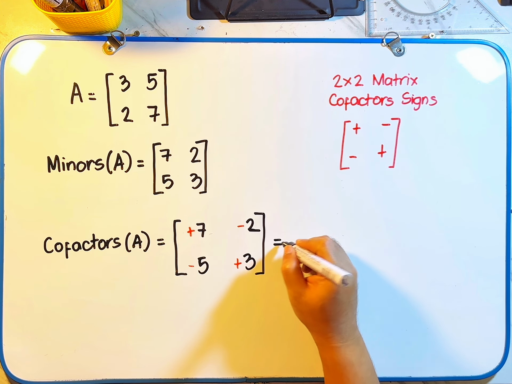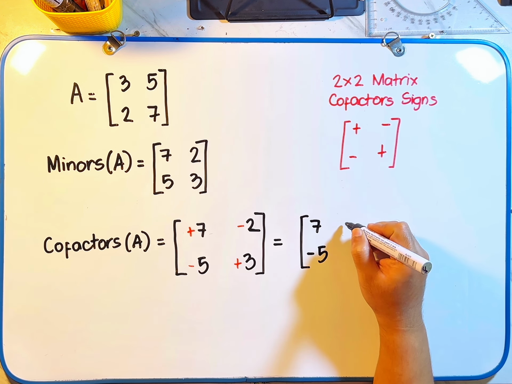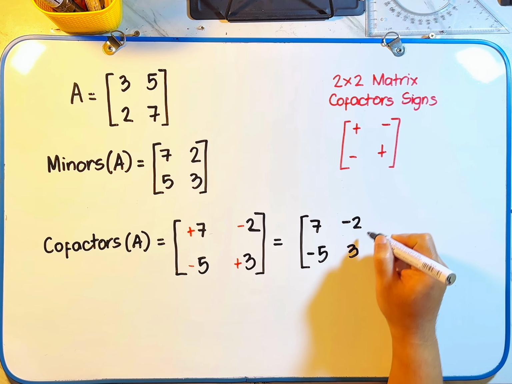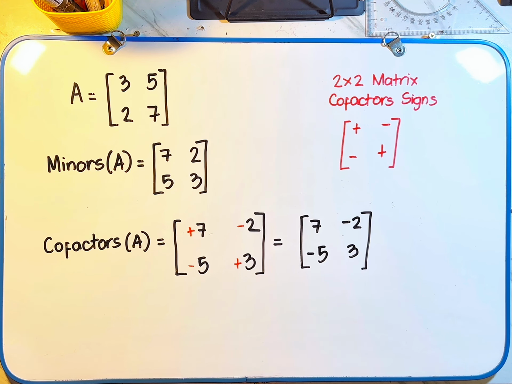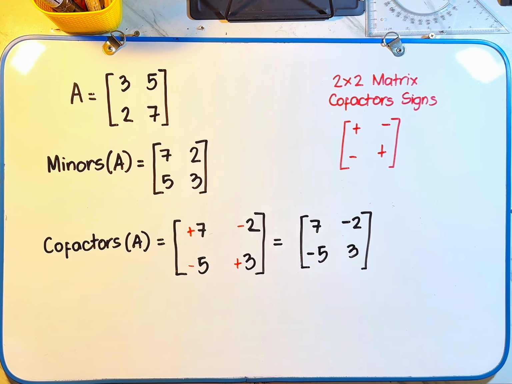And if you simplify, we'll end up with 7, negative 5, negative 2, positive 3. And now, this is the cofactor of matrix A. And upon using this, as you can see, it saved us a lot of time instead of following the formula.